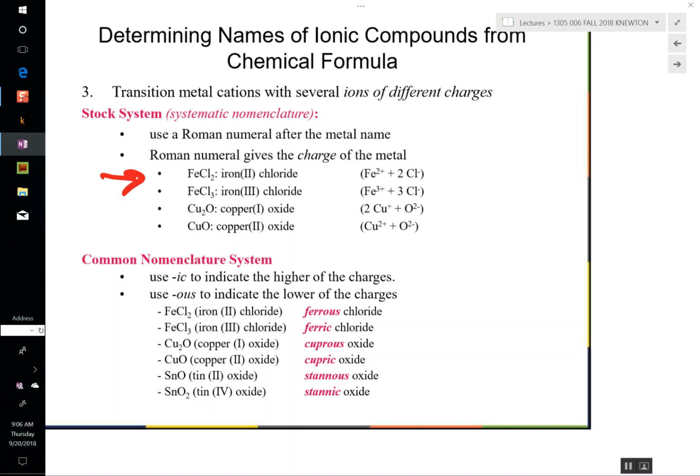All right, look down here at tin. Tin can be a +2 ion or a +4 ion. Tin 2 oxide, tin 4 oxide. So tin 2 is a +2 tin, with a -2.